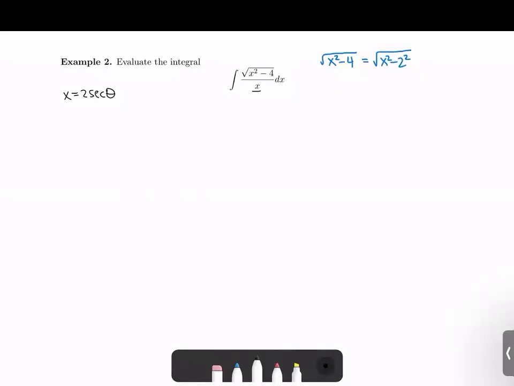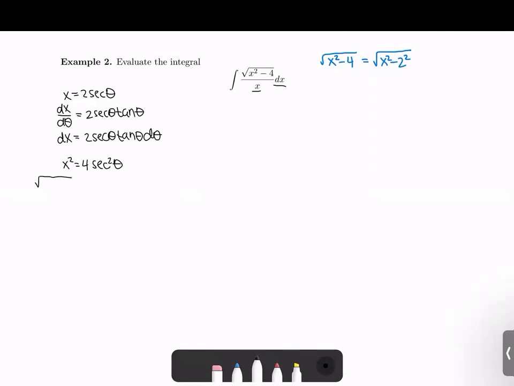Now I'm going to do some scratch work here on the left-hand side of how to rewrite the other parts of my integral. First off, I'm going to take a derivative. So dx over d theta equals 2 secant tangent. Then I'm going to do some algebra to solve for dx. So dx equals 2 secant tangent d theta. That's how I can rewrite my dx. And next I'm going to look at that square root. If I take my x and square it, I get 4 secant squared theta.